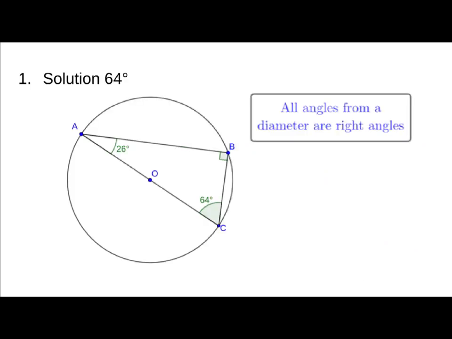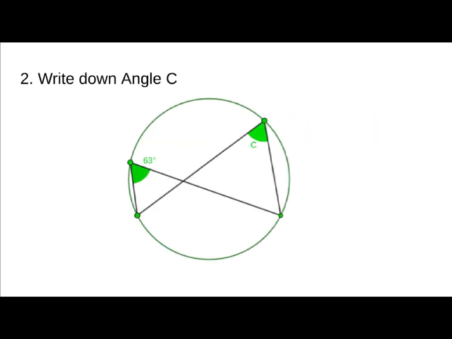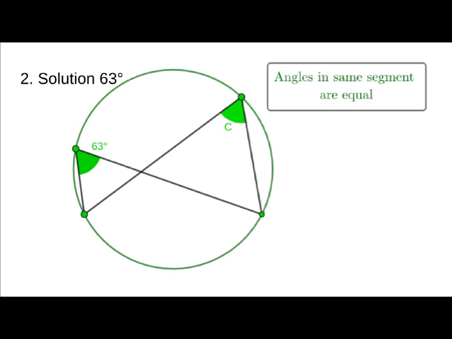Okay, the angle at C is 64 degrees. That's because the angle at B must be 90 degrees because it's from a diameter, and then the angles in a triangle have to add up to 180 degrees. Well, the angle at C is 63 degrees because angles in the same segment are equal.